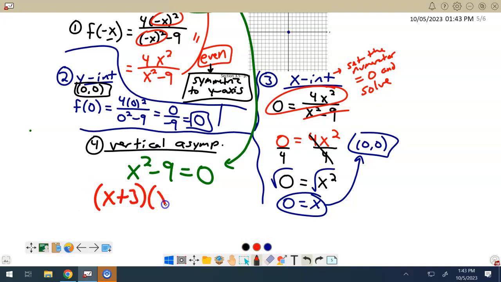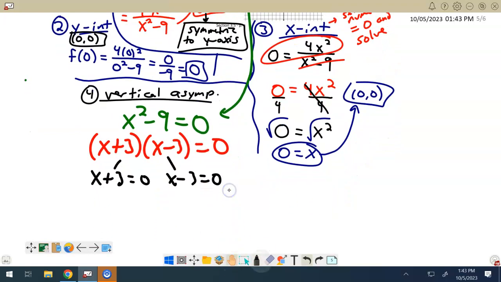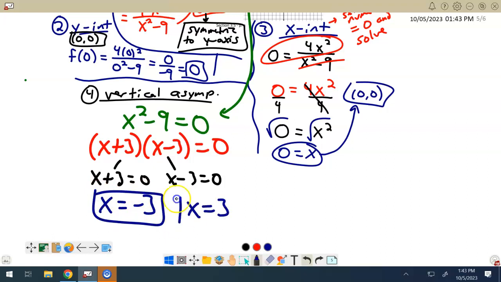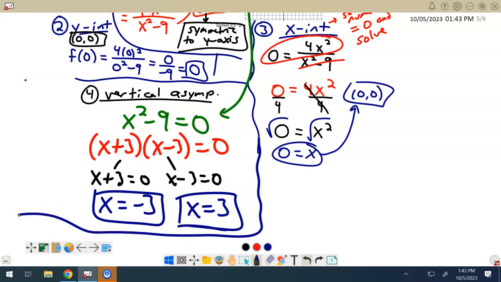I know I've said that a bunch of times on this video, right? And then we set each factor equal to 0. You get x plus 3 equals 0, x minus 3 equals 0. And then we solve for x in each case, and so we get x equals negative 3 and x equals positive 3. All right, and those are my vertical asymptotes. So there's 2 of them in this case.